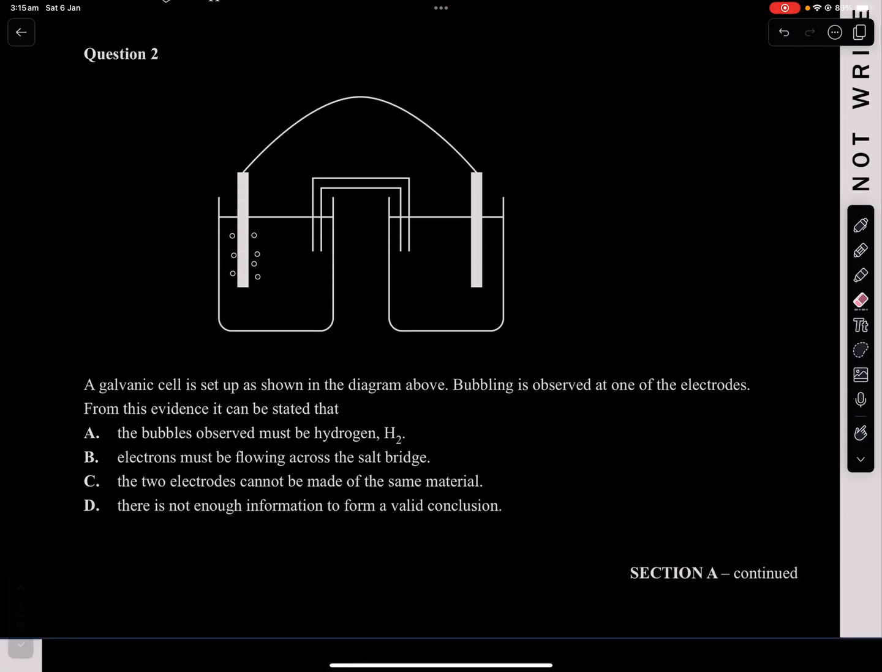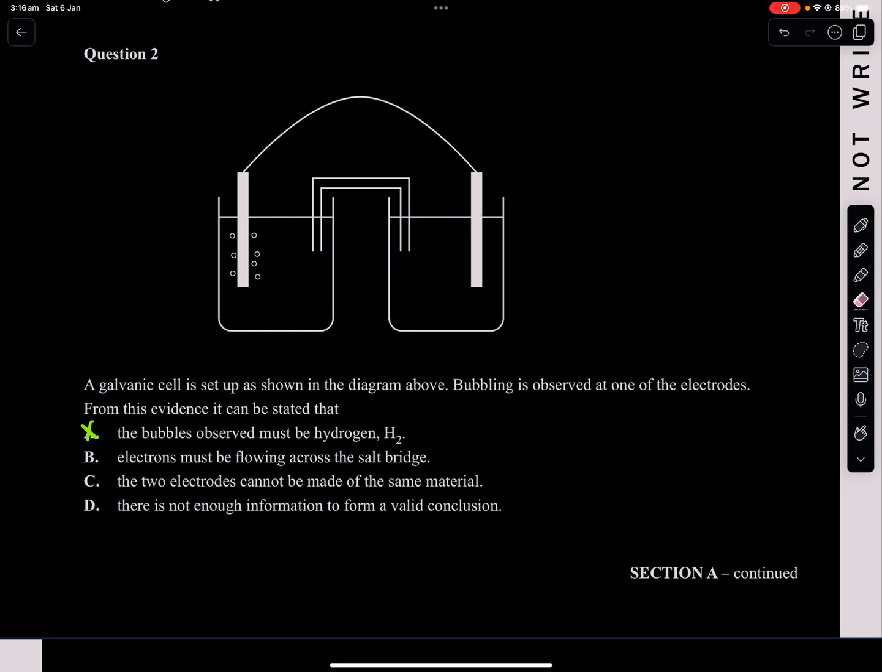Question 2. A galvanic cell is set up as shown in the diagram above. Bubbling is observed at one of the electrodes. From this evidence, it can be stated that, okay, the bubbles observed must be hydrogen gas. Well, how do we know that? There could be chlorine gas or oxygen gas. We can't take that from this. How do we have evidence for that?